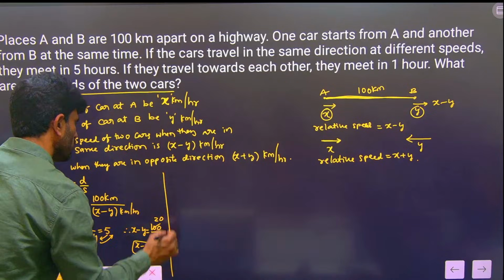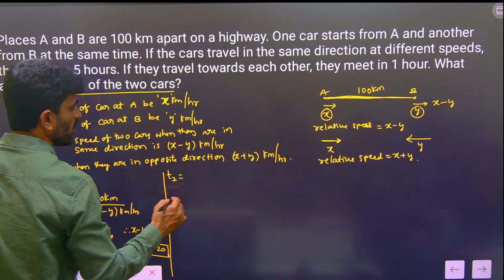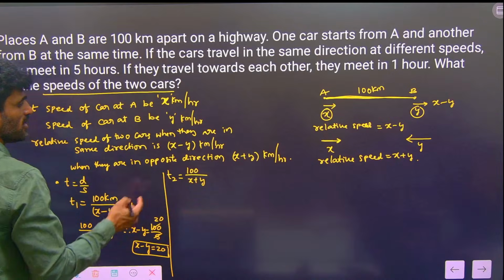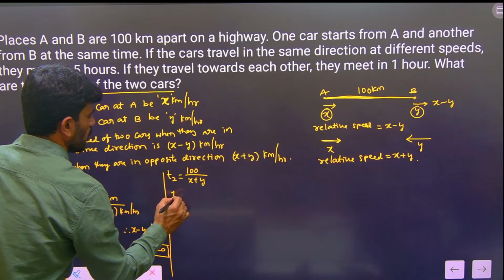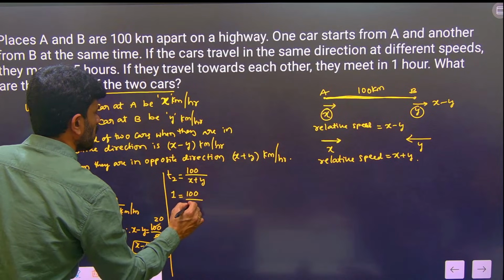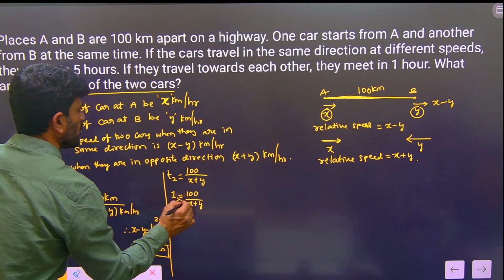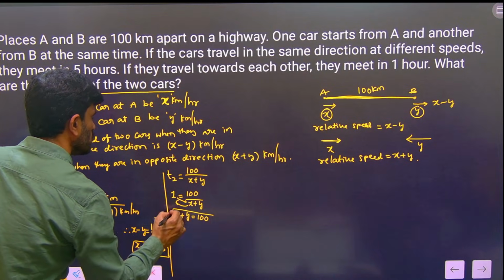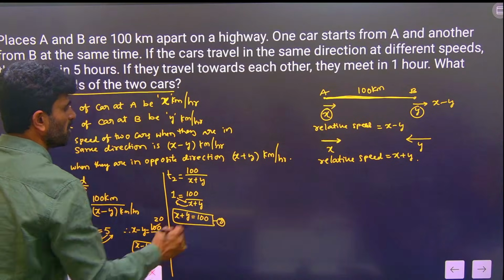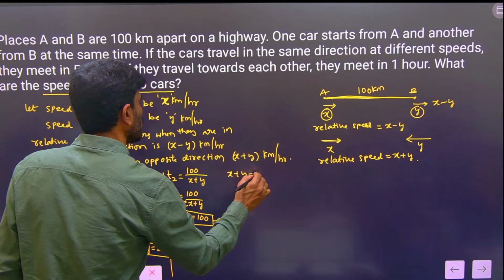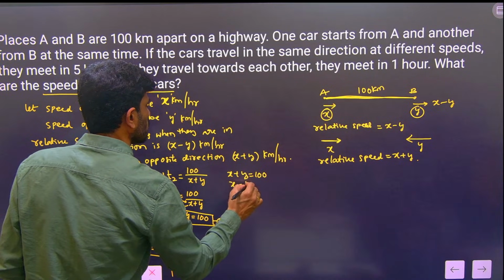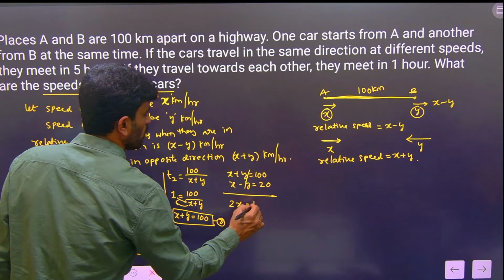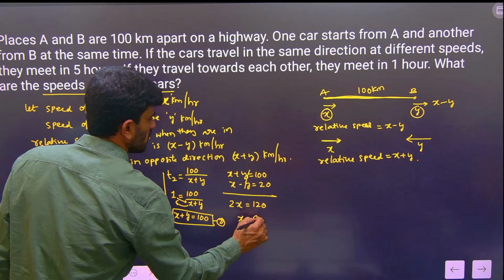The second case, t2, when they are in opposite direction, distance is the same, 100 kilometers only, but the speed is x plus y. In that case, how much time are they taking? 1 hour only. So 1 hour is equal to 100 by x plus y. Now we transpose again. x plus y is equal to 100 by 1, which is 100. This is equation 2. So elimination method: x plus y is equal to 100, x minus y is equal to 20. Adding, y minus y cancel, 2x is equal to 120. So x is equal to 60.